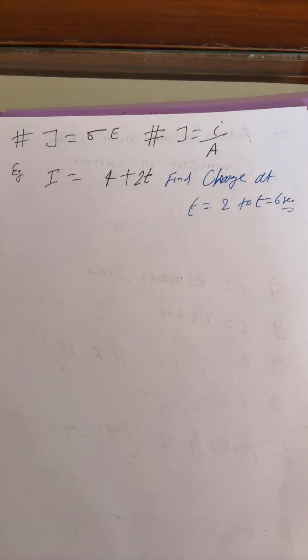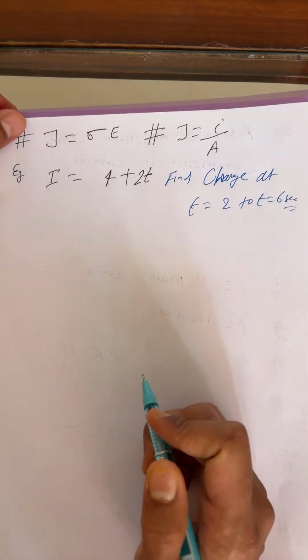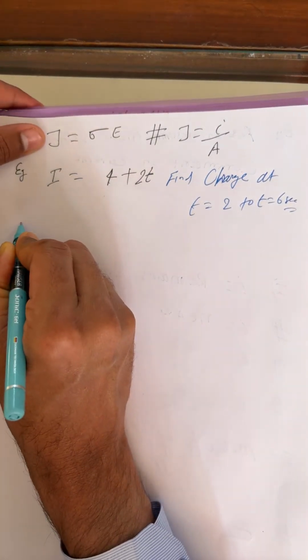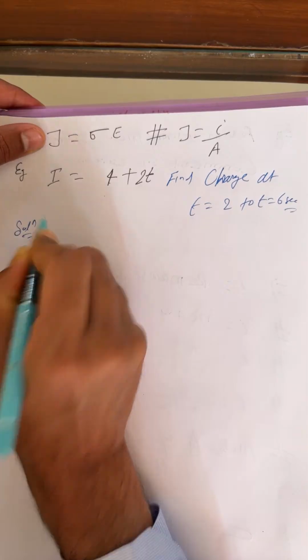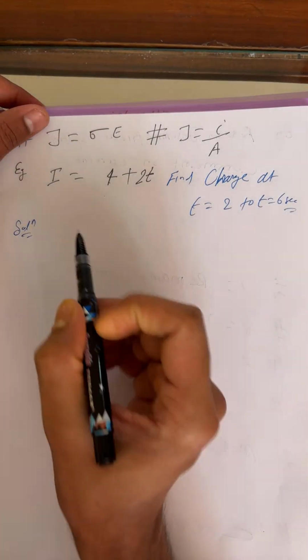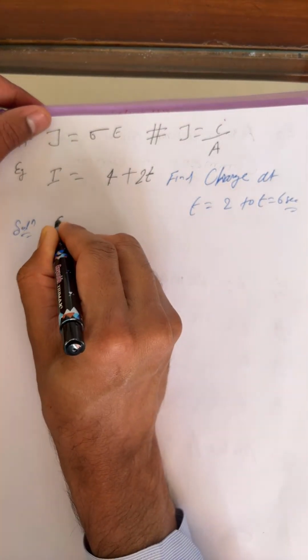Sir, integration and put limit. Okay, fine. Yes, beta, correct. You are correct, my dear. So in beta, I can say the solution here. I'll write it step by step.